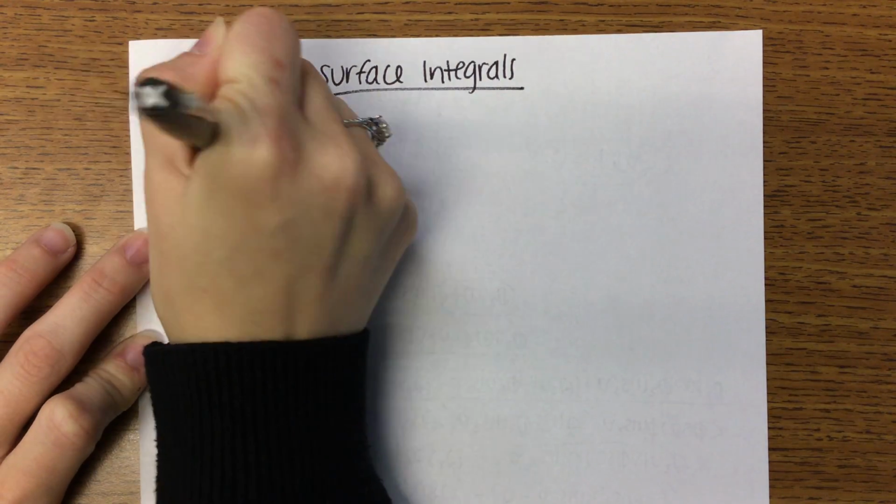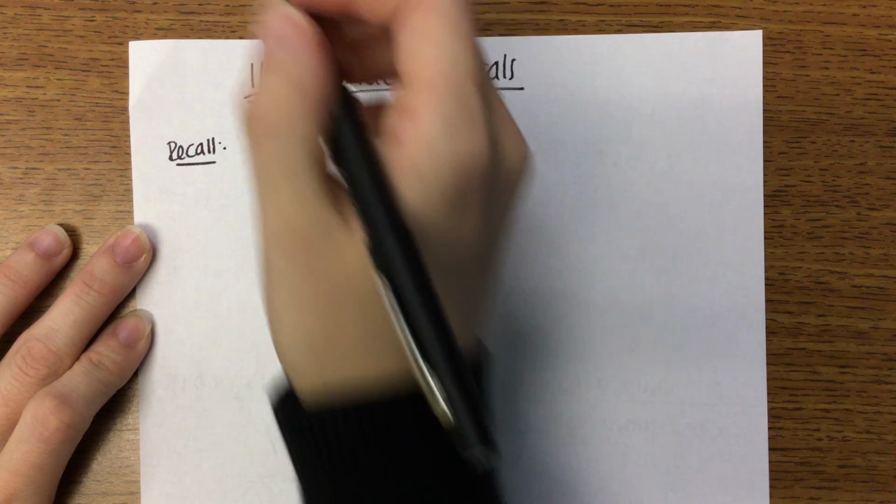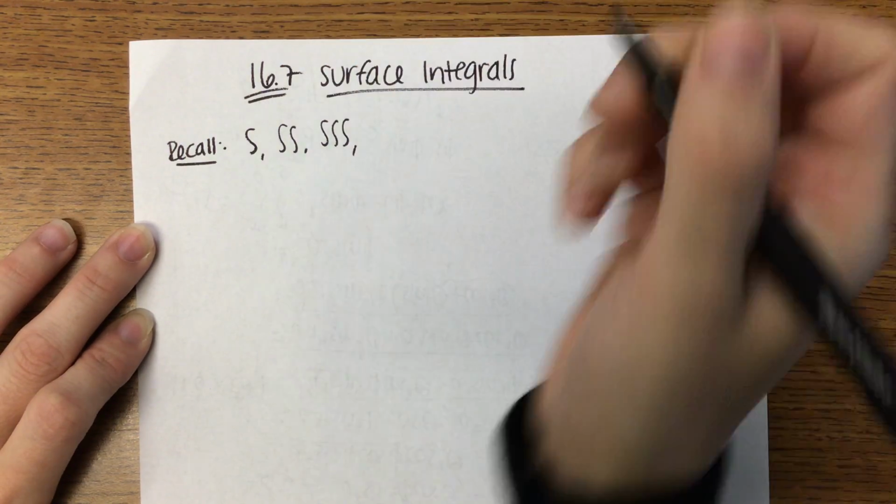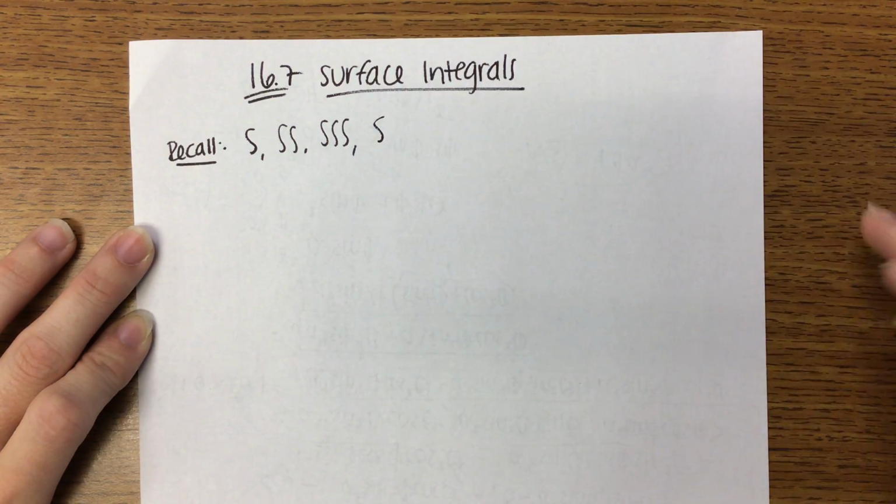I want to start off with all the other integrals that we know how to do. We have a single integral. We have a double integral. We have a triple integral. We have a line integral. How do you know that something is a line integral?